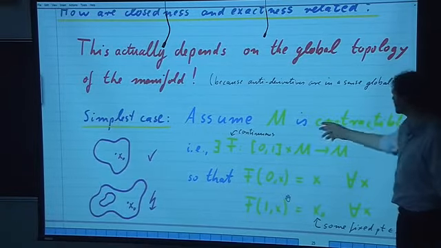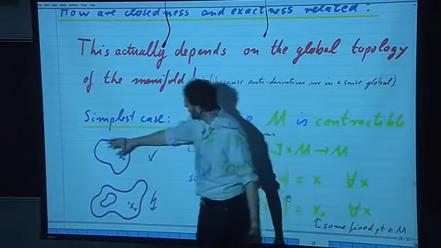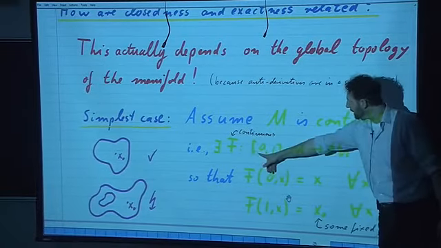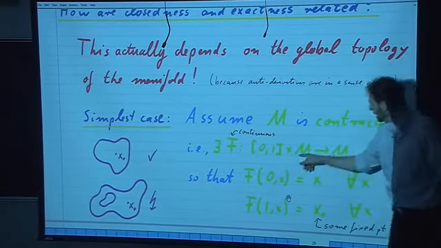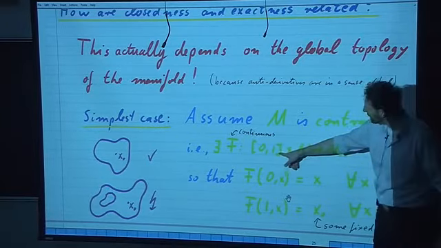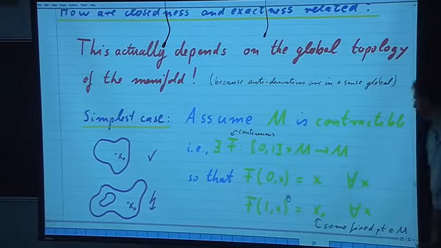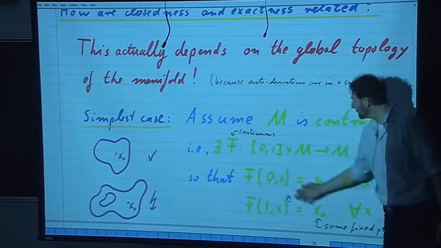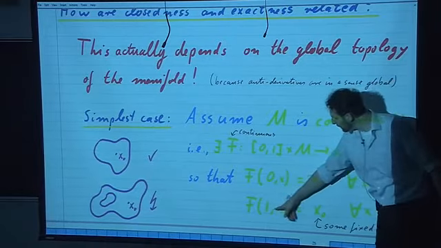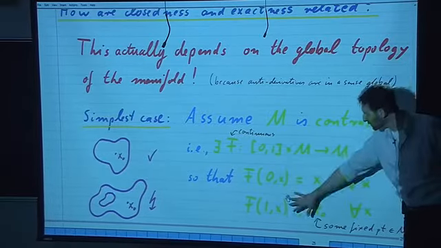Here's the simplest case. Assume that a manifold is contractible. Contractible means that there is a function f from the Cartesian product of [0, 1] and the manifold into the manifold such that, well, you can view this as a time variable running from 0 to 1, such that at time 0 we are dealing with a map that just maps every point of the manifold into itself, and at time equal 1 it maps every point of the manifold into just one particular point of the manifold, and f is supposed to be continuous.